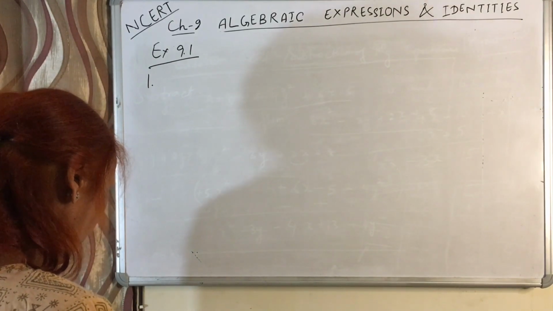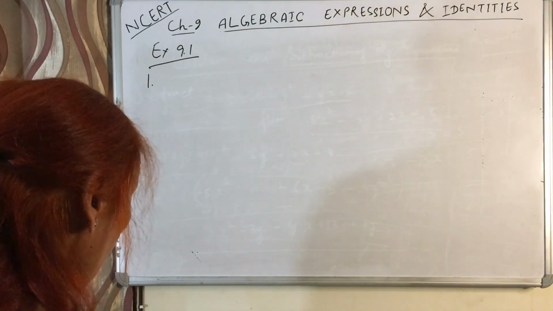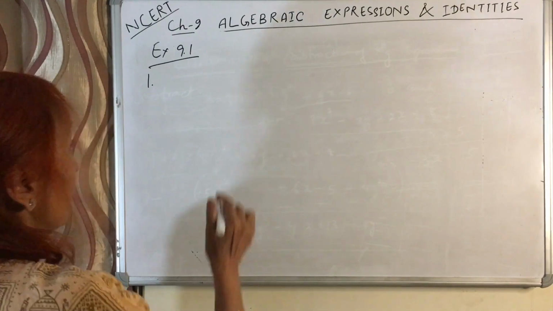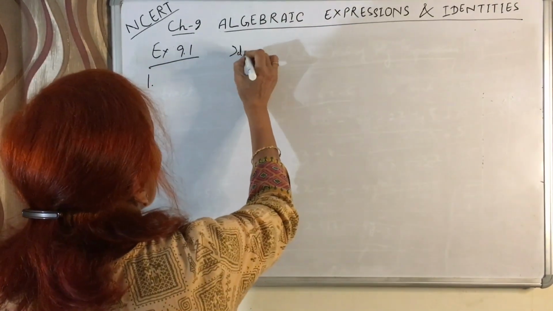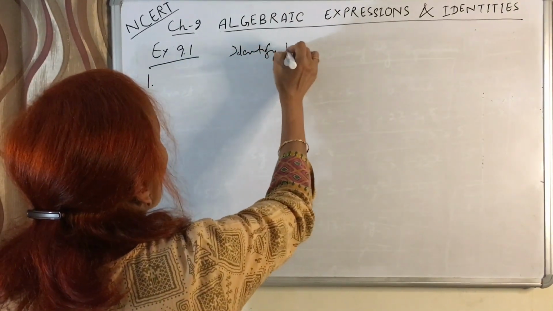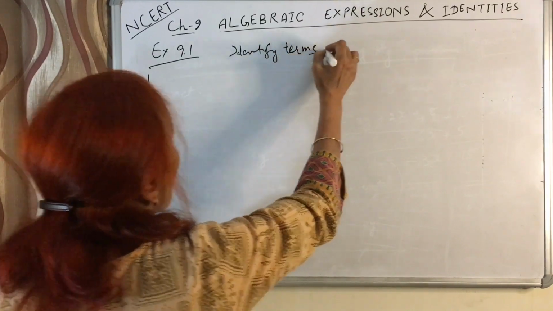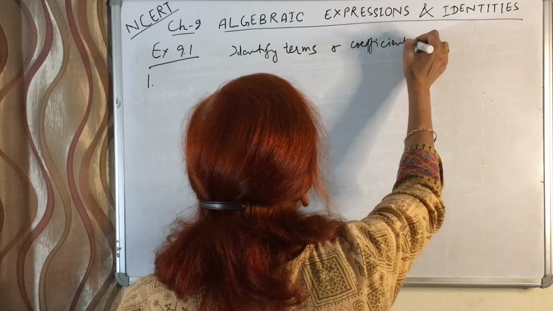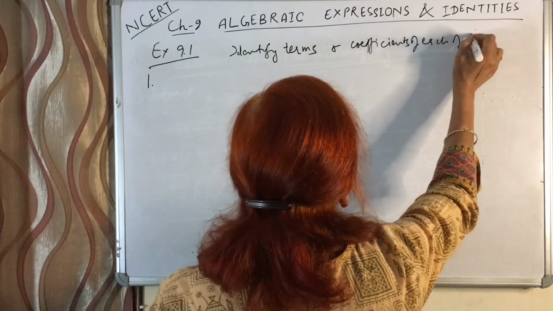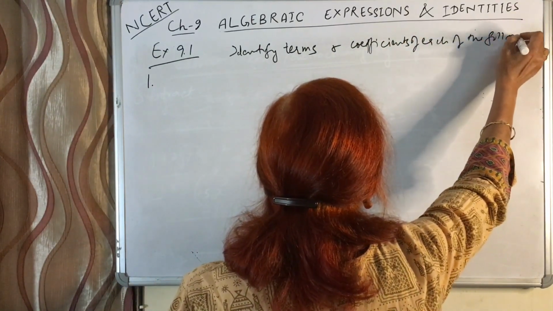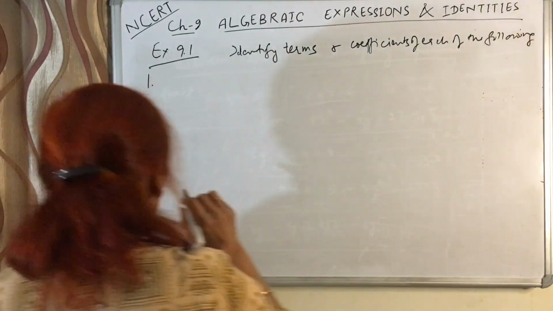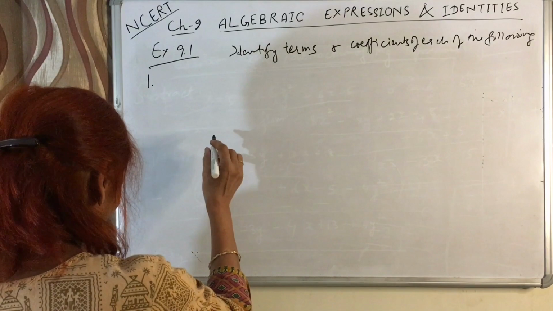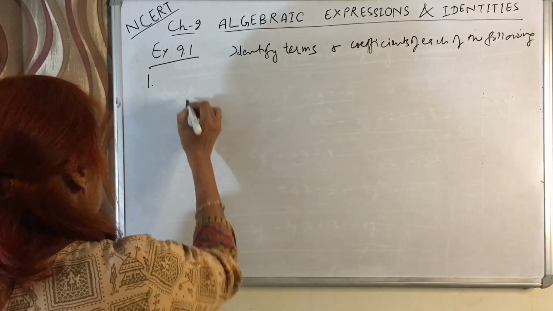So, in the first question there are 6 parts, we will do any 2. What you have to do first, I will tell. Identify the terms and their coefficients for each of the following. Okay. So, first we will do, which part should I do? Okay, first one I will do.